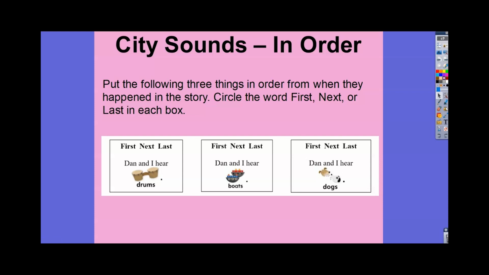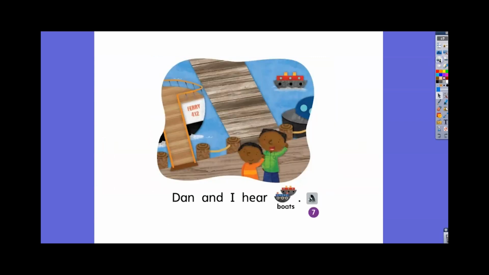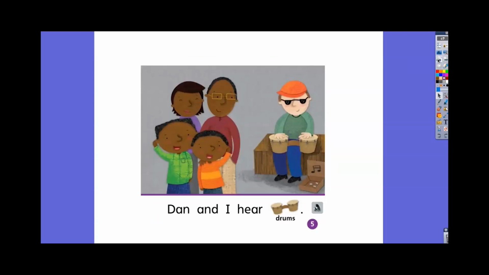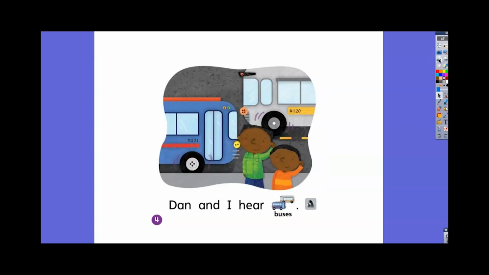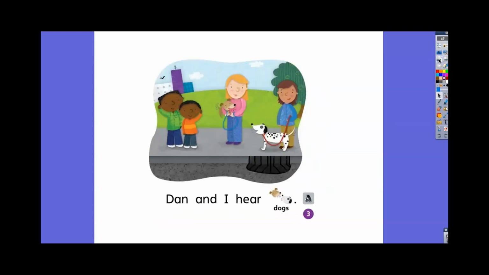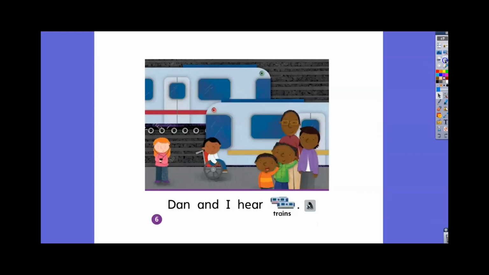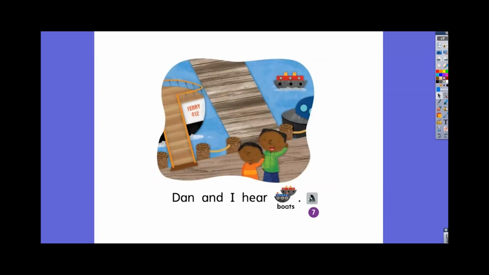So I need to go back into the story to see when he heard the drums. So we're going to look for drums, boats, and dogs. Boats was on page 7. Drums was on page 5. And dogs was on page 3. So dogs was page 3. Drums was page 5. Oops, and I skipped it. Oh, boats was on page 7.